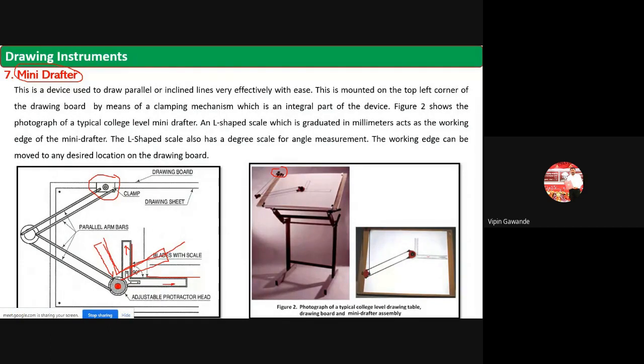Another advantage is that you can move this whole thing over the total area of the drawing sheet. That means we can move it anywhere. So it is very simple to construct drawings using this mini drafter. Okay, so this is required definitely for civil engineers. It is a must. For other disciplines, you can purchase it, or if you cannot purchase it, that is also okay. But for a civil engineer, it is a must.